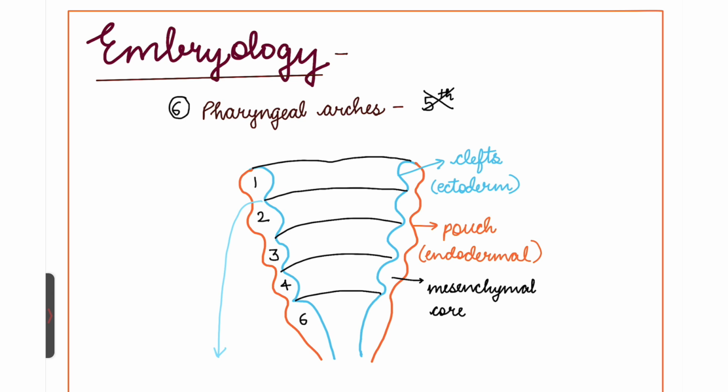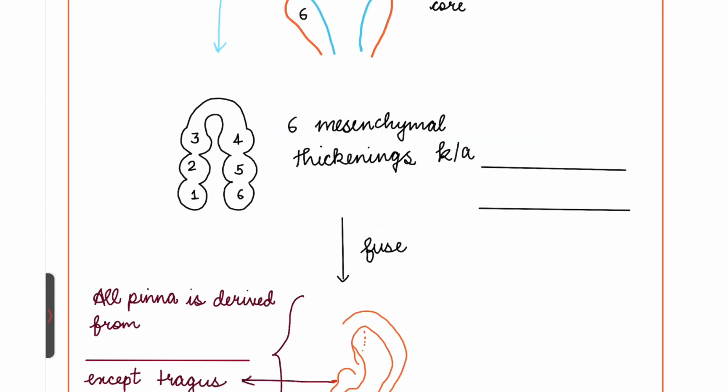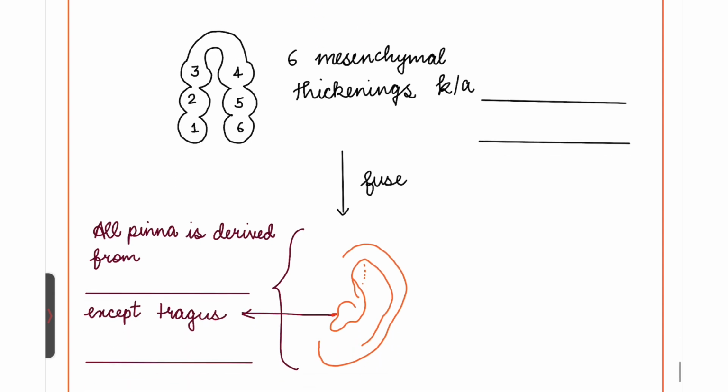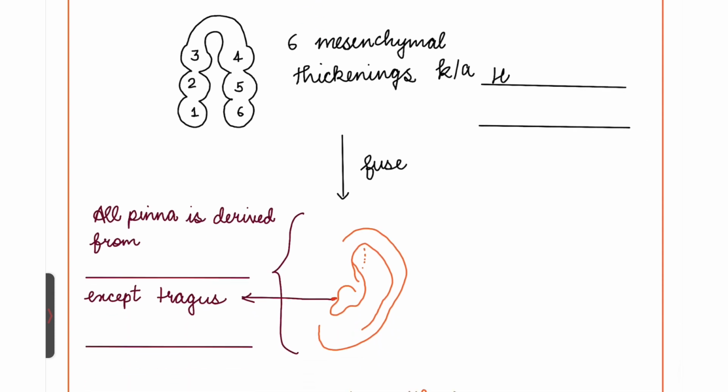The pharyngeal arch consists of ectodermal clefts, endodermal pouches, and the core that is mesenchymal in origin. Around this first ectodermal cleft, six mesenchymal thickenings are formed. Three mesenchymal thickenings are formed on the first arch, and three mesenchymal thickenings are formed on the second arch. These six mesenchymal thickenings are known as hillocks of His.